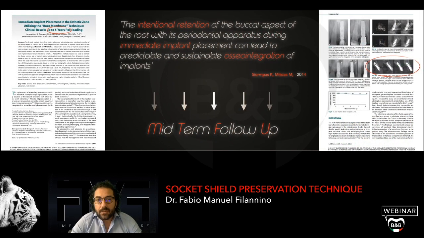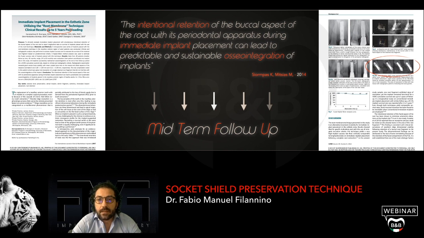The same authors also did a study where we can see that in the mid-term follow-up after 5 years, the survival rate and the percentage of integration of the immediate implant with the root membrane technique is comparable to the immediate implants that we have in literature.